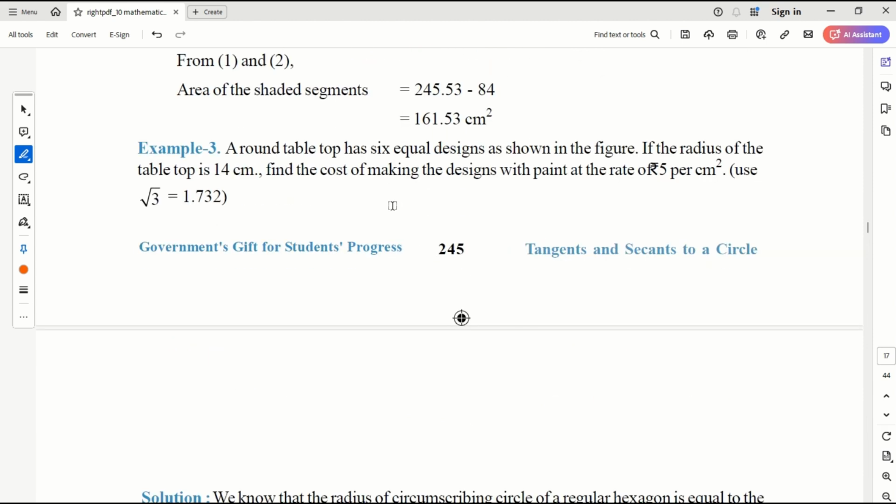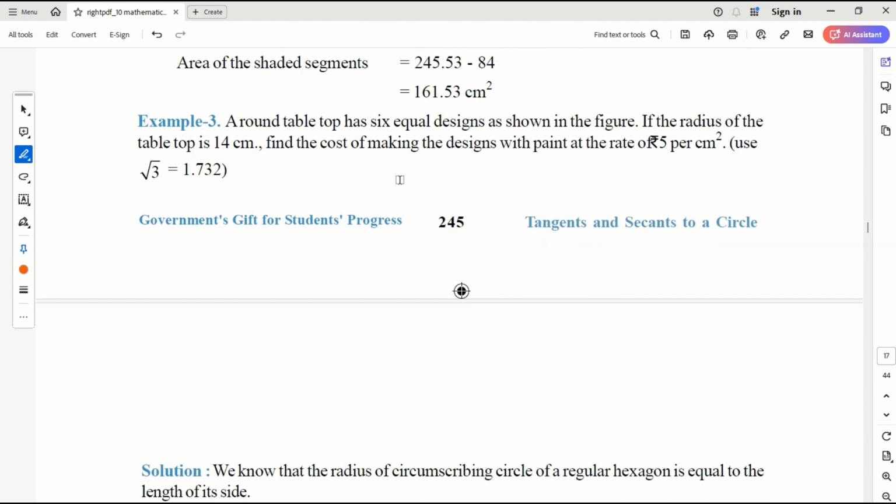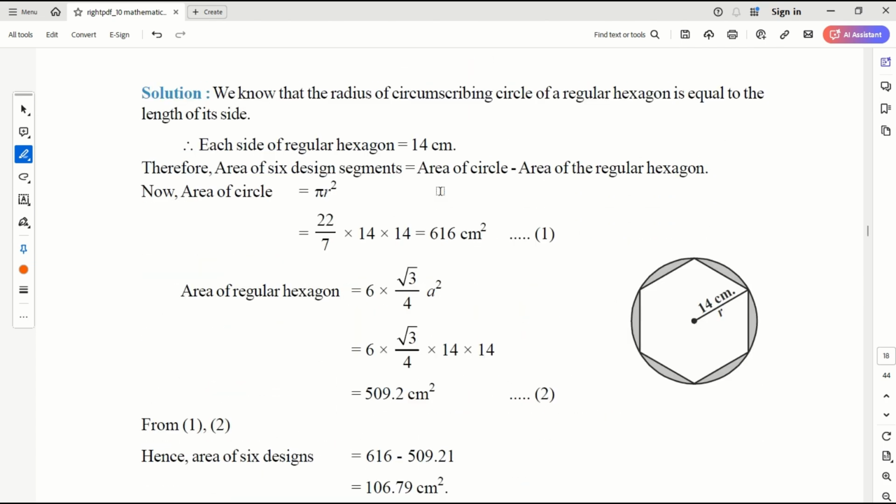Next. A round table top has 6 equal designs as shown in the figure. If the radius of the tabletop is 14 centimeters, find the cost of making the design with paint at a rate of 5 rupees per centimeter square. Okay, so if you look at the diagram here, this shaded part is what we want to paint. So first we need to find the area of this shaded part. How do you find it? The area of the circle is pi r square, which is 616 centimeter square from the given data.